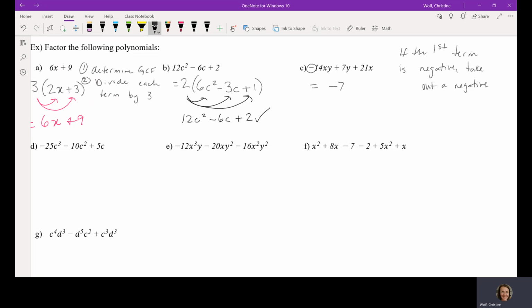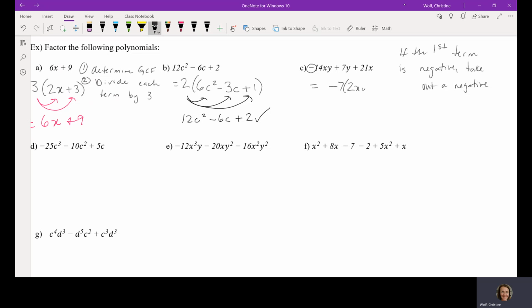And all three of those terms don't have a y, so I can't take it out. All I can take out is a negative 7. And so I get to work now. So I want you to be careful here because when you're dividing everything by a negative 7, this first term, negative 14 divided by negative 7 would now be just positive 2 because a negative divided by negative is a positive.